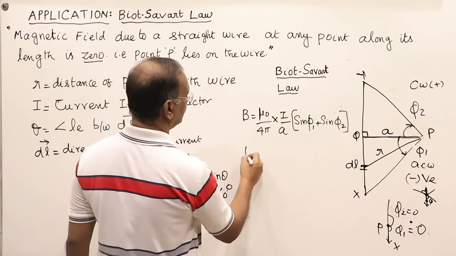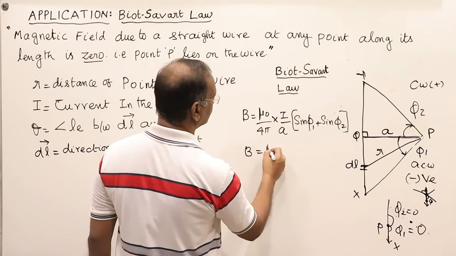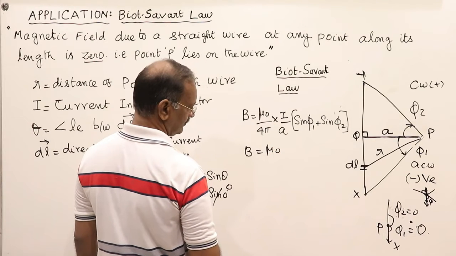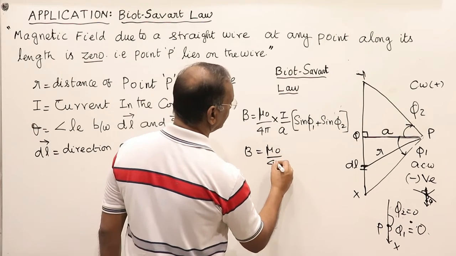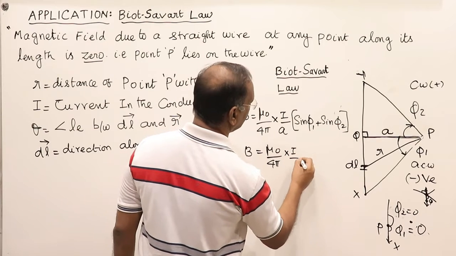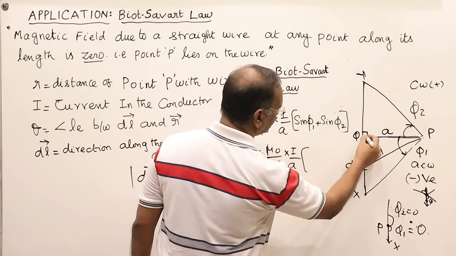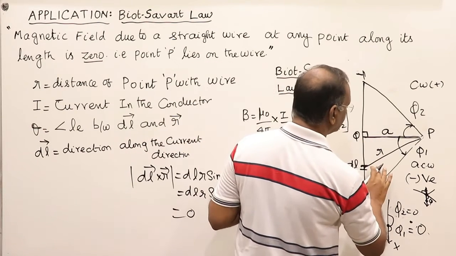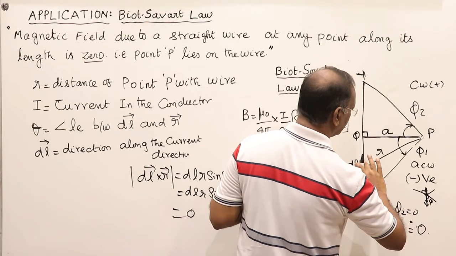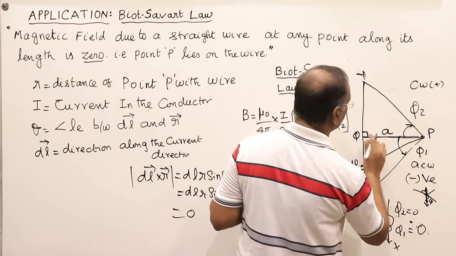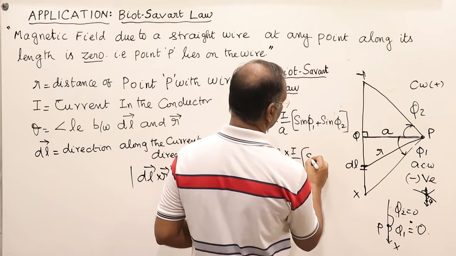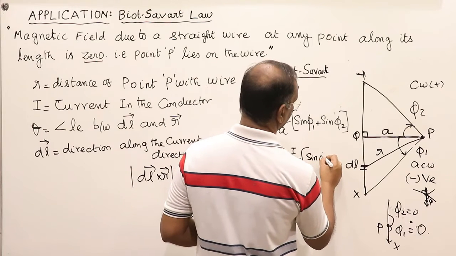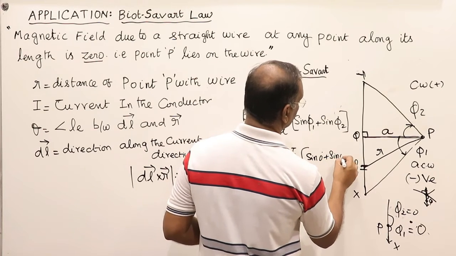Putting this in the formula, the net magnetic field is equal to mu naught by 4 pi into I by a, where, remember, this is r. r is the distance from the dl elemental length up to the point P, and a is the perpendicular distance. So a into sine of 0 degrees plus sine of 0 degrees.